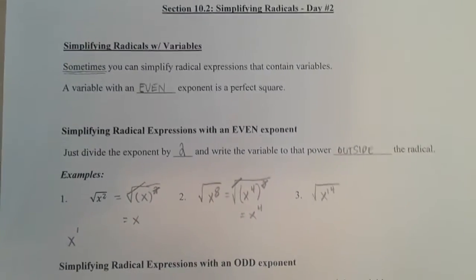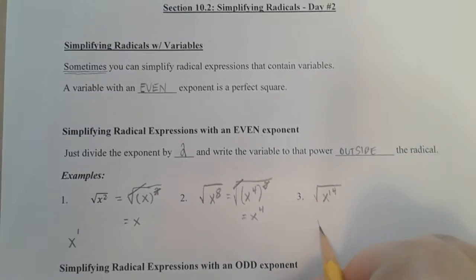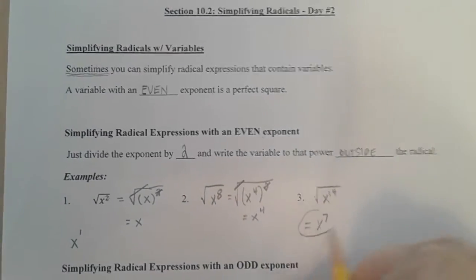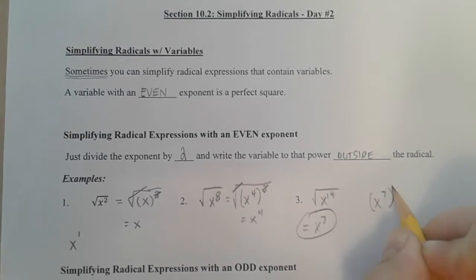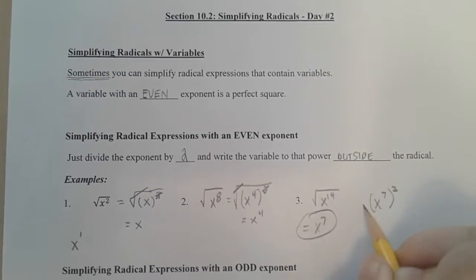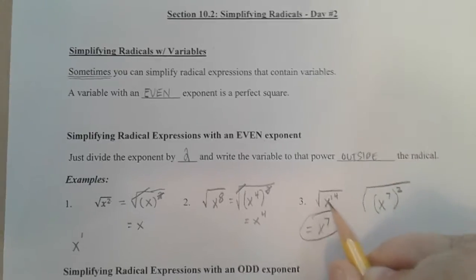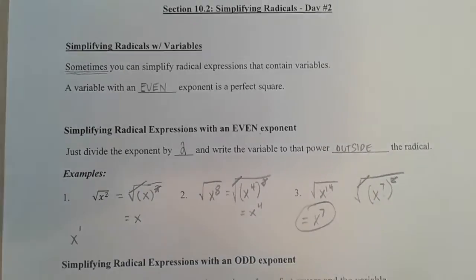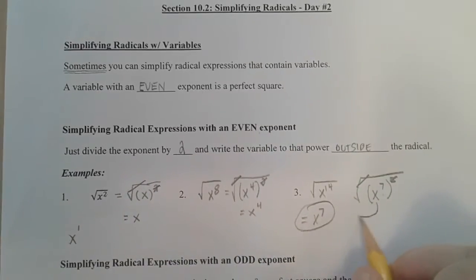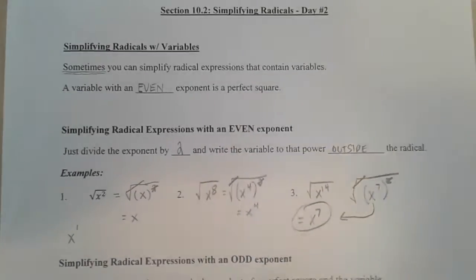So I'll use the shortcut here. 14 divided by 2 is 7. If you want to break that down, this would be x to the 7th, squared, because when you raise a power to a power, you multiply. So this expression and this expression are exactly the same. The square root would get rid of that exponent of 2, and that would leave me with x to the 7th.